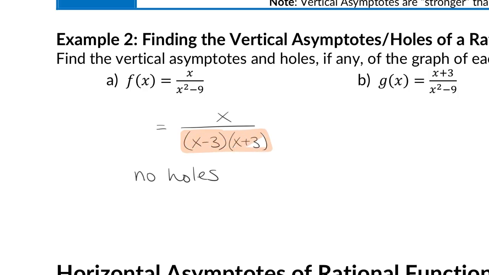Because of those two excluded values in my domain remaining in the denominator, we know that there is a vertical asymptote at x equal to both positive and negative 3, because those are the two values that would make my denominator 0. We found this on the first page. Those are the excluded domain values. Now, instead of just saying they're excluded domain values, we're going to name them as vertical asymptotes.